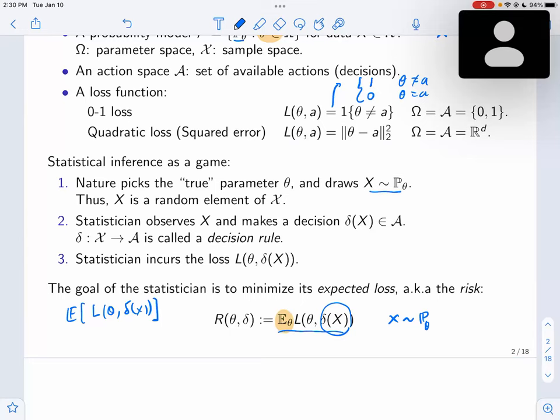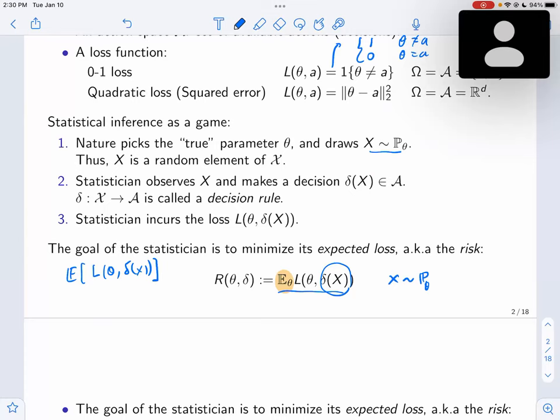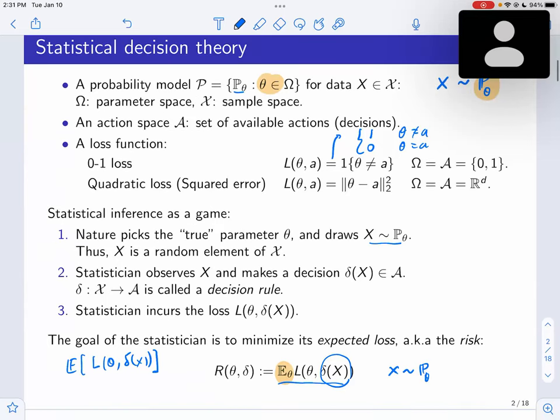It shows the difficulty of the problem. So there is a dependence in this risk on theta through two sources: one, because of this explicit theta here, and two, because the distribution of the underlying observation depends on theta. Is that sort of clear? Okay, so this is very abstract. Some people might not like it. I'm going to do a little bit more abstract, one more slide, and then we're going to see examples. Hopefully it becomes more clear. But this is basically the whole game. So if there are any questions, feel free to ask.